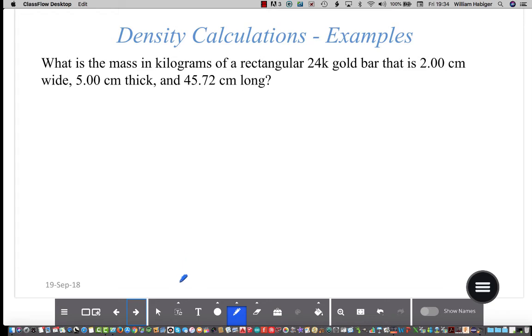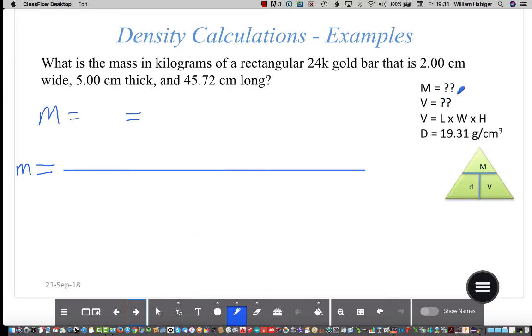In our next example, we're looking for the mass in kilograms of a rectangular 24 karat gold bar. So that's a pure gold bar, so essentially we're talking about the element gold, that is 2.00 centimeters wide, 5 centimeters thick, and 45.72 centimeters long. So we write down what they give us. We know we're looking for the mass because it says what is the mass.